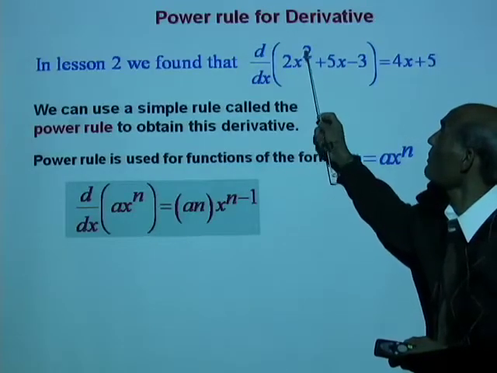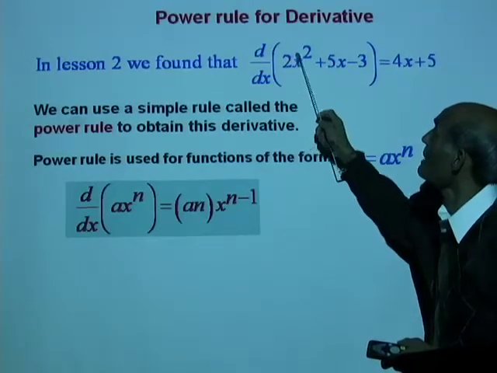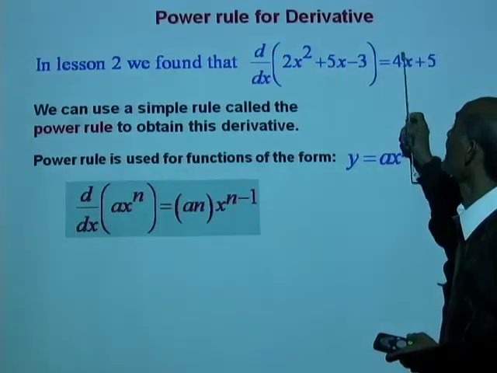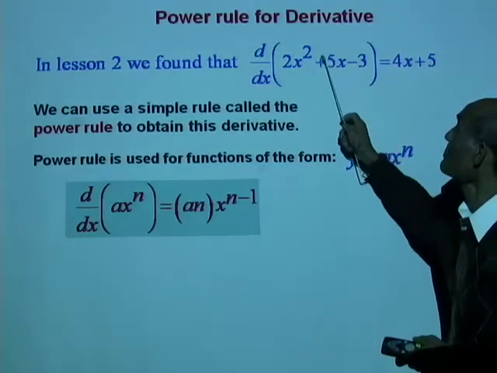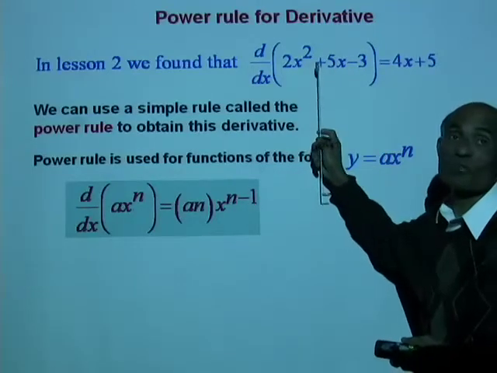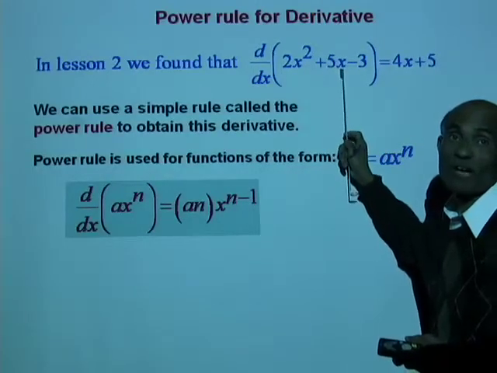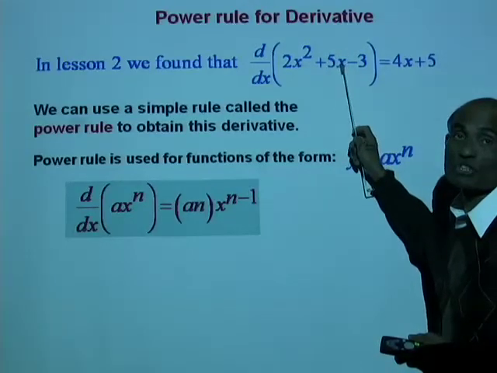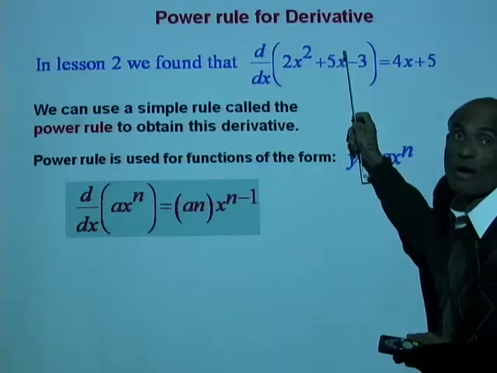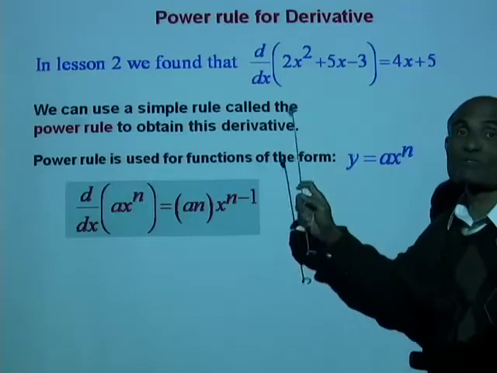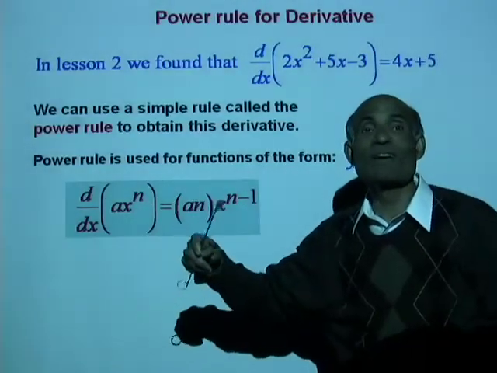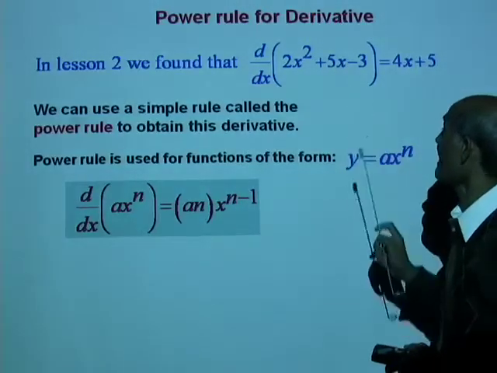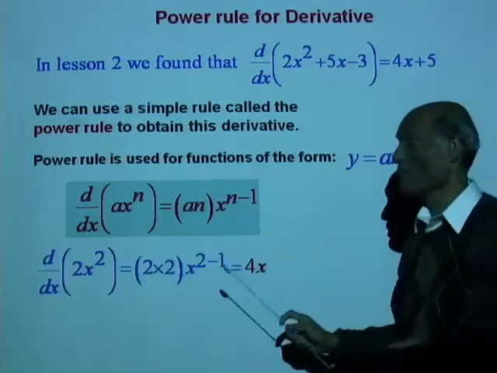Derivative of 2x squared: 2 times 2 is 4, x to the power of 2 minus 1 is x, so 4x. And the derivative of 5x, you can apply the same rule. 5x to the power of 1, 5 times 1 is 5, times x to the power of 1 minus 1. What is x to the power of 1 minus 1? x to the power of 0, that is 1. So the derivative of 5x is 5, and so on.